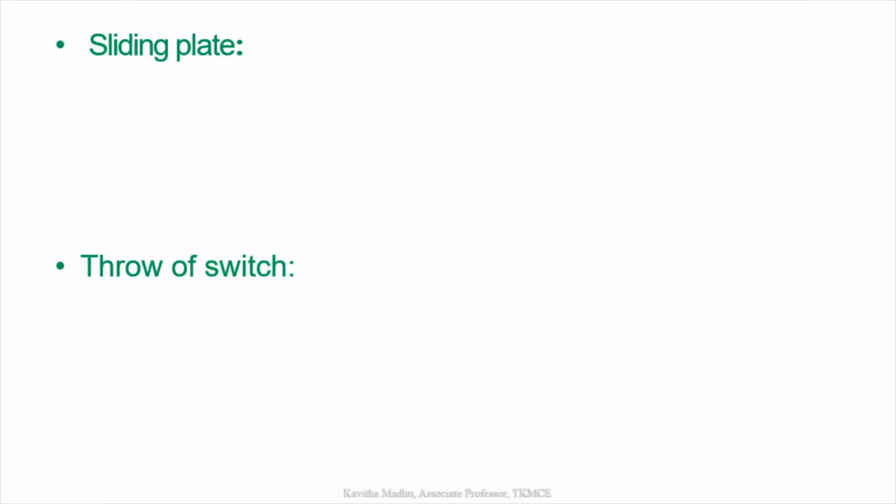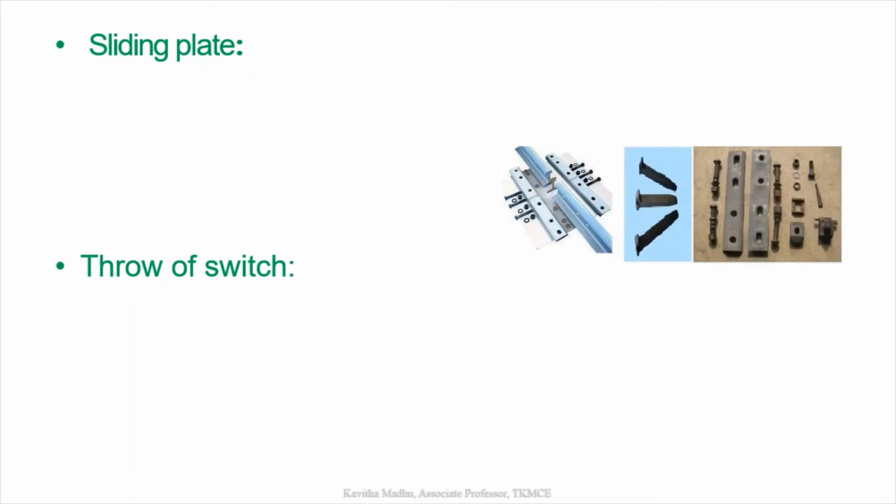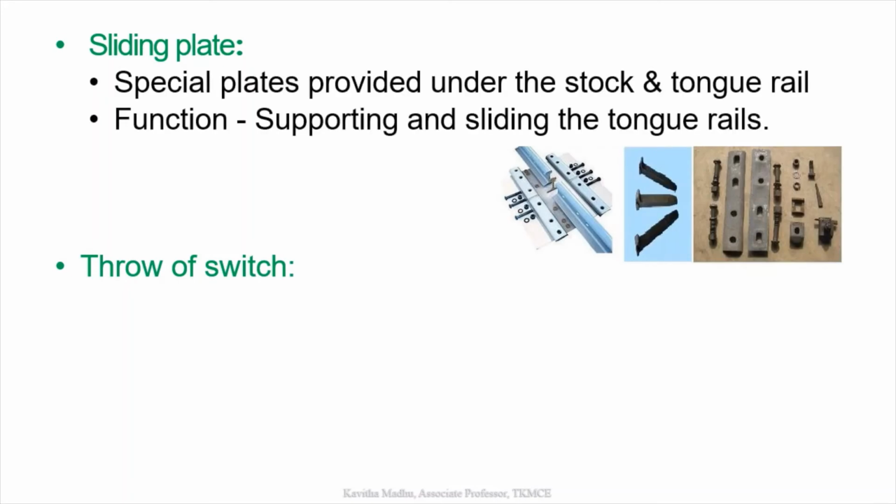The sliding plate or the sliding chair, these are the special plates which are provided under the stock and tongue rail. These are essential because the tongue rail has to move towards or away from the stock rail easily. On these sliding plates, the stock rail remains fixed while the tongue rails are able to slide. The chairs are 12.5 cm to 15 cm wide and of length increasing gradually towards the heel.